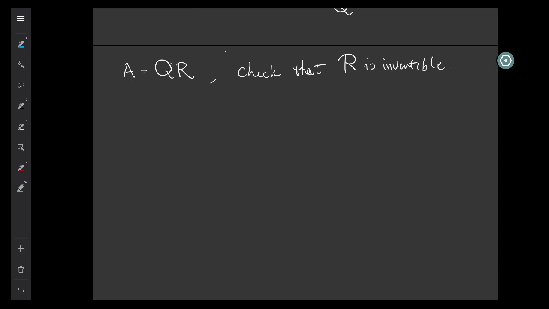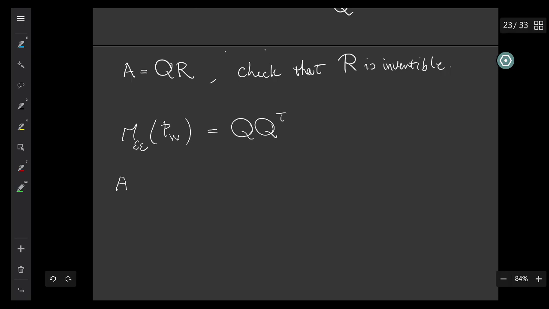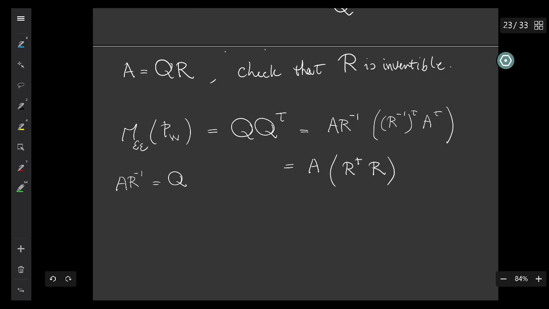Now, the matrix we were looking for, P_W, is given by QQ^T, but we want to write it in terms of A. Because of that relation, we have A R inverse equal to Q. So this is A R inverse times R inverse transpose A^T. So this is equal to A R^T R inverse A.